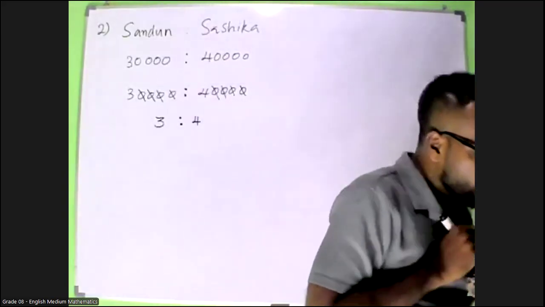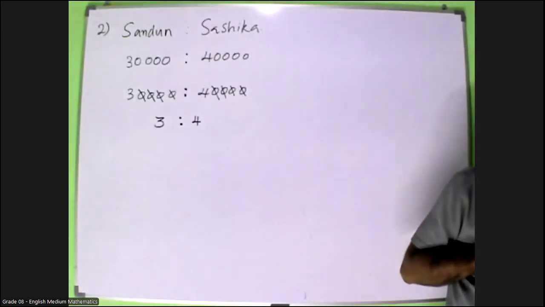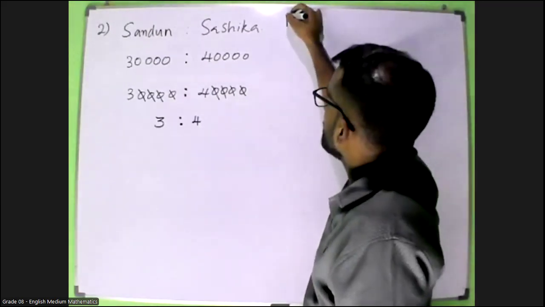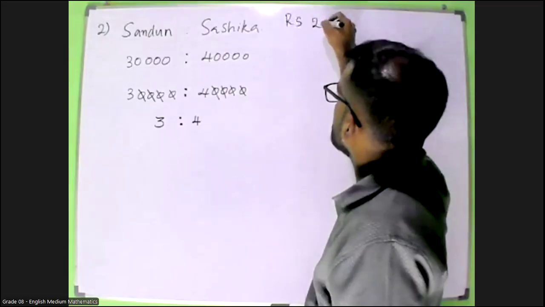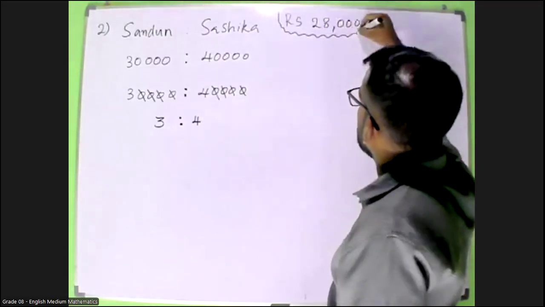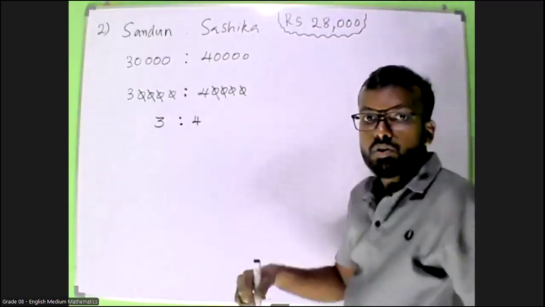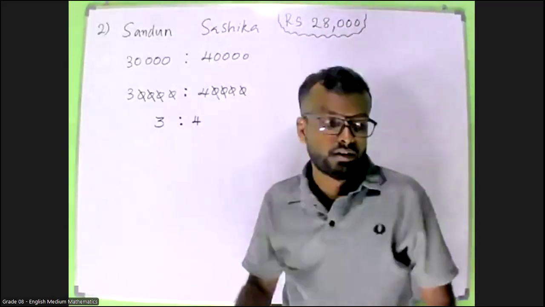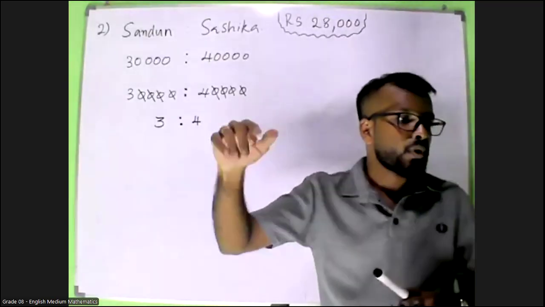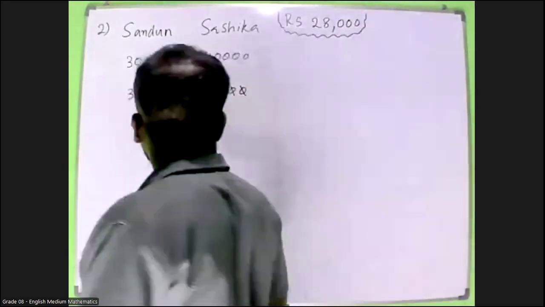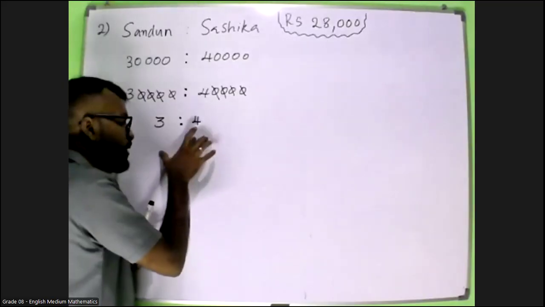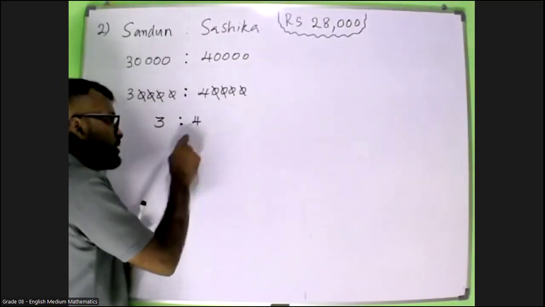Right. So now the profit was 28,000. Right, I will keep it somewhere here, because I will need it at the end. Write the fraction of the profit amount received by Sadun and Sashika. So we have to write the fractions received by Sadun and Sashika by using this, right?